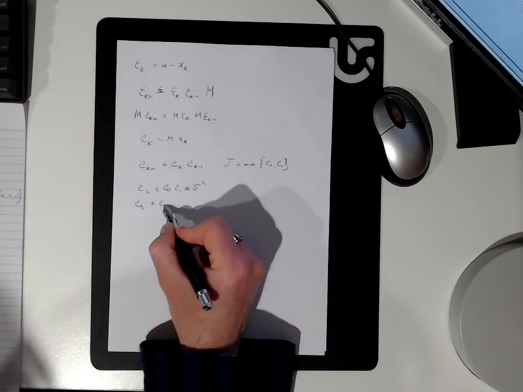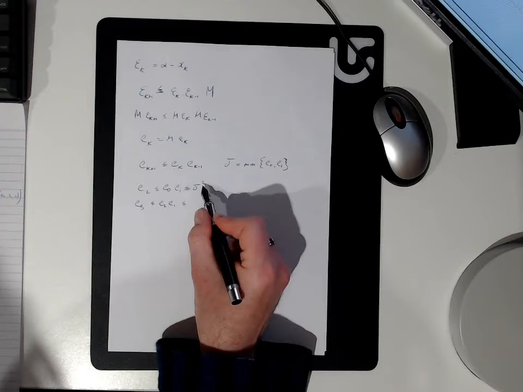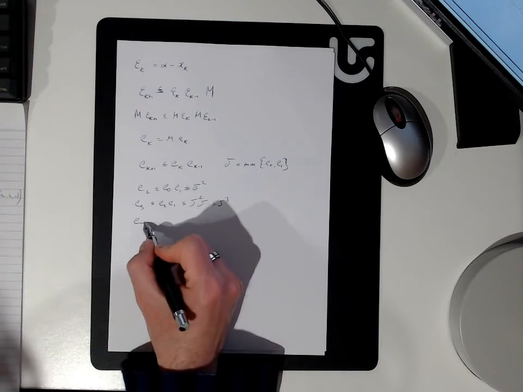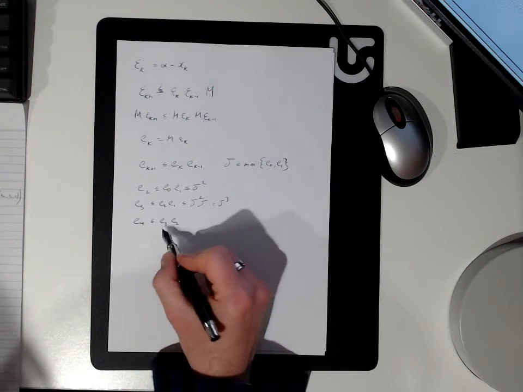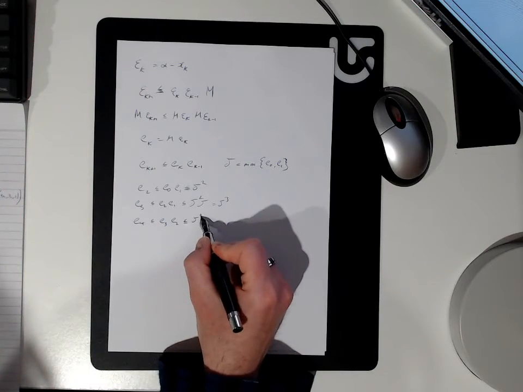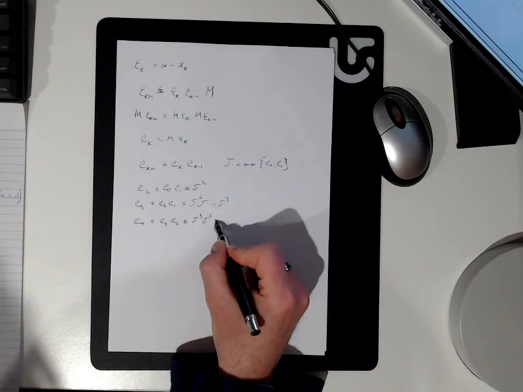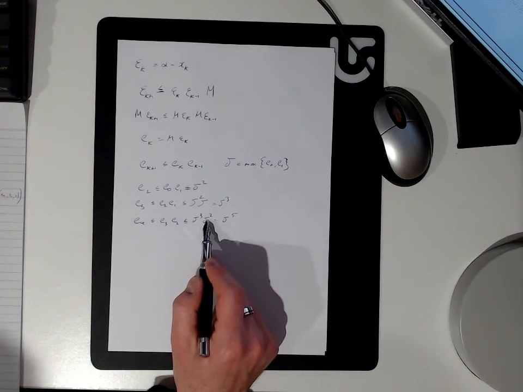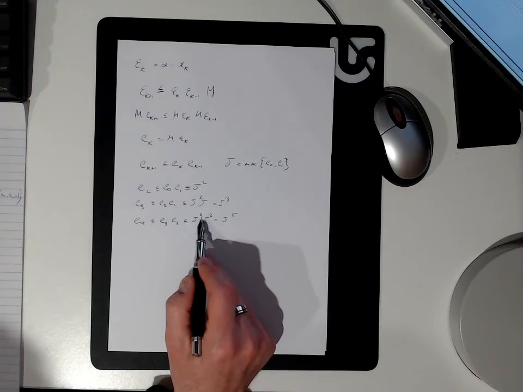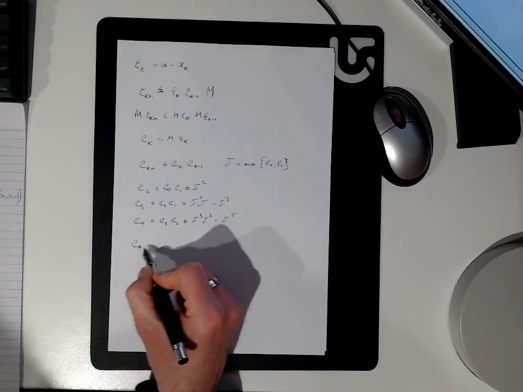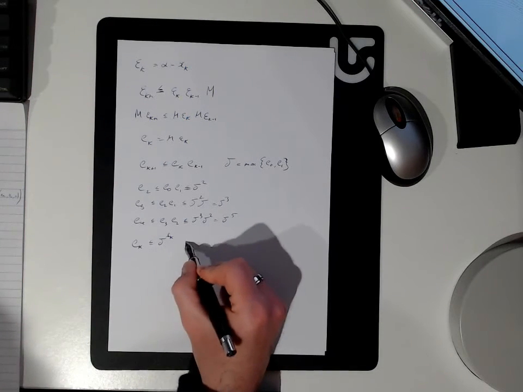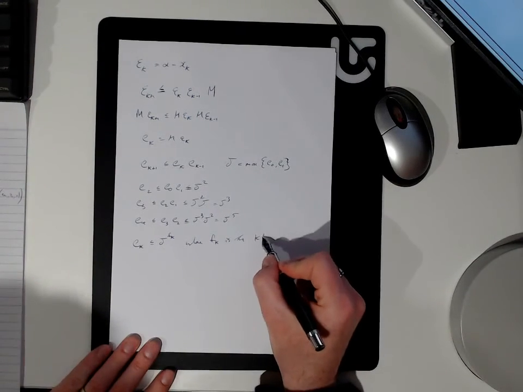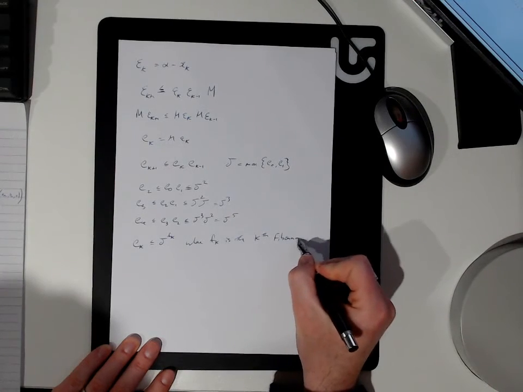e_3, which is less than or equal to e_2 times e_1. e_2 was delta squared, e_1 was delta, so that's delta cubed. e_4 is less than or equal to e_3 times e_2. e_3 is less than or equal to delta cubed, e_2 is less than or equal to delta squared, so this is delta to the 5. You can see that each step the exponent is increasing. It's the sum of the previous two. This implies that e_k is less than or equal to delta to the F_k, where F_k is the kth Fibonacci number.